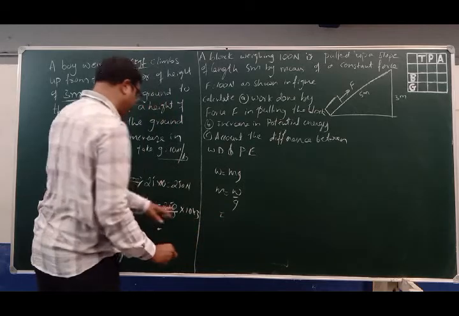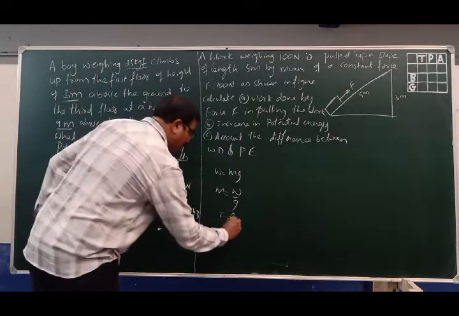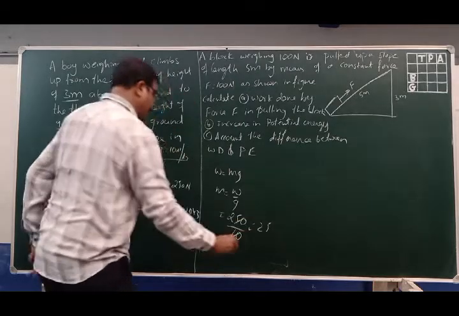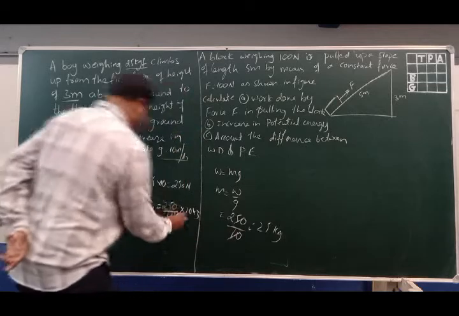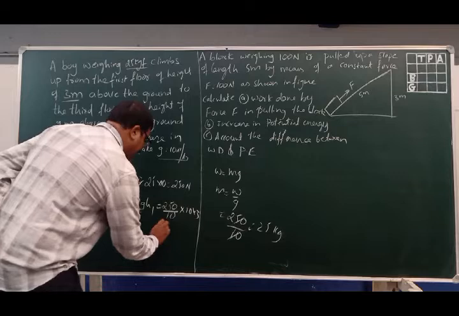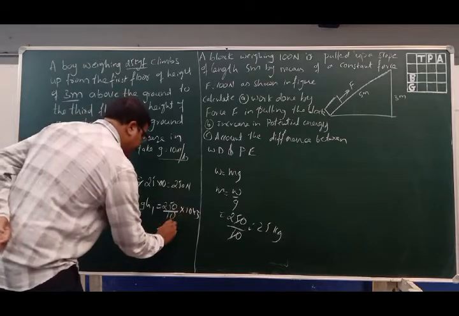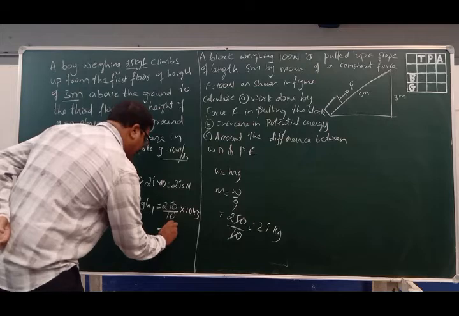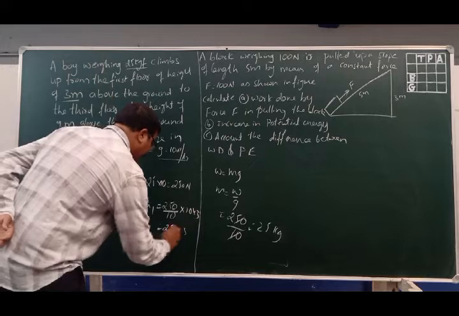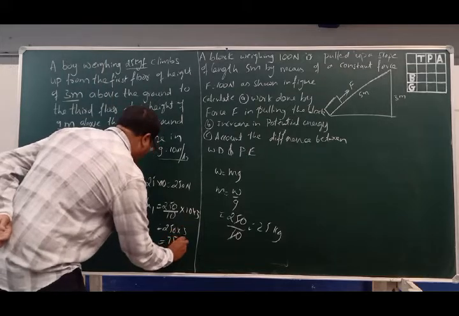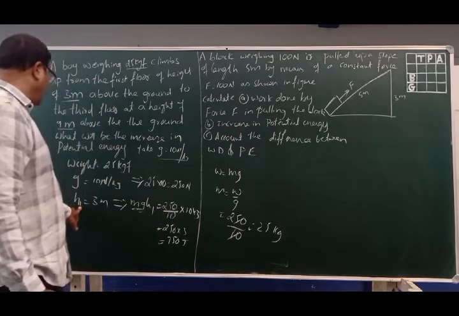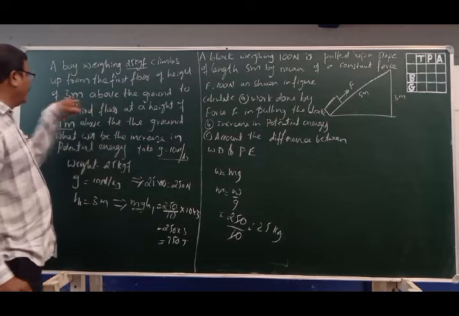So what is W we have here? 250 Newton, that is force. So 250 divided by 10, it will be left with 25 kg. So this is what I am doing here. You will be getting 25 kg, that is 25 into 10 into 3, which is 750 joule. So 750 joule is the potential energy at height 3 meter.